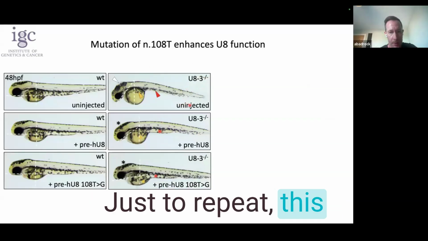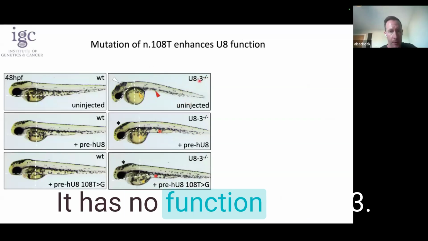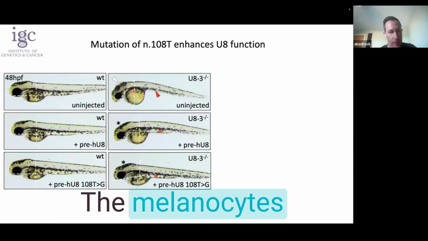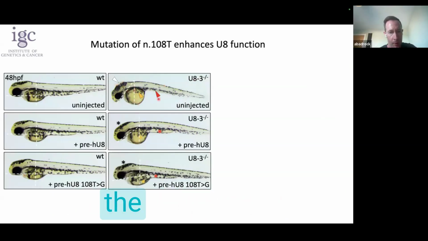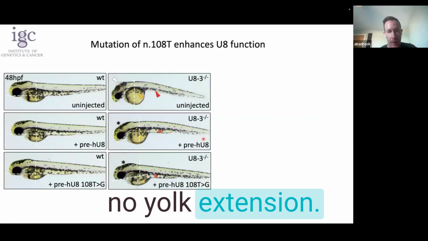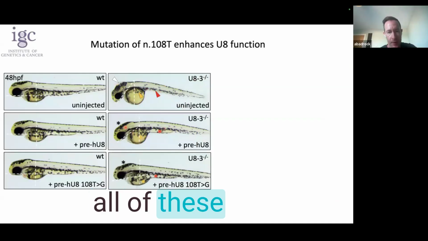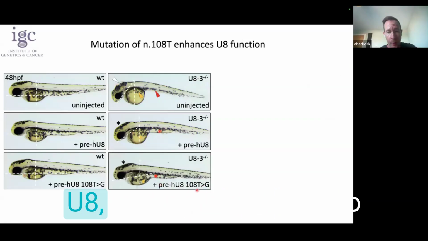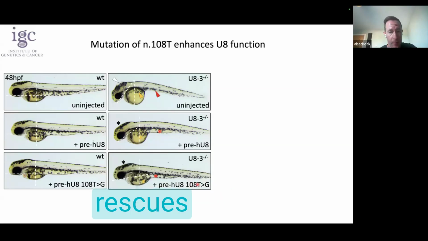Just to repeat, this is a U8-3 mutant. It has no function for U8-3. It has this fluid in the brain. The melanocytes don't migrate or move over the yolk, and it has no yolk extension. Human U8 rescues all of these features. And what was really interesting is that human U8, where it can't pseudouridylate that nucleotide, rescues even better.